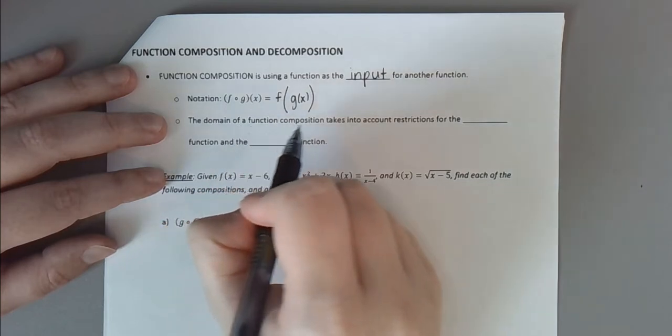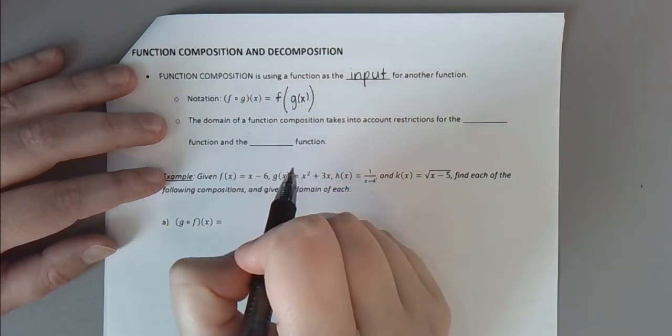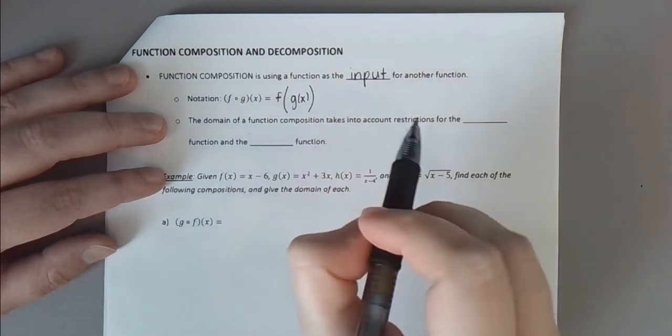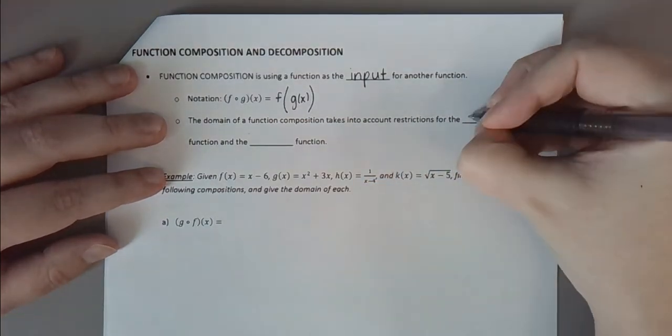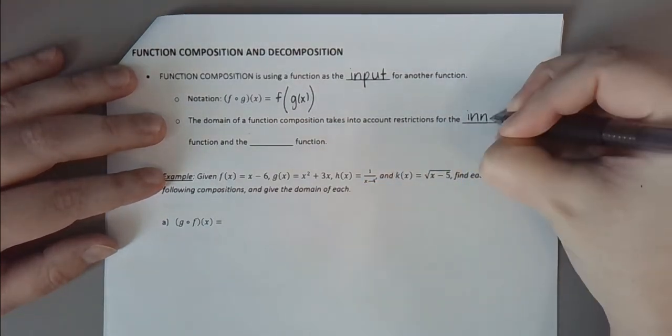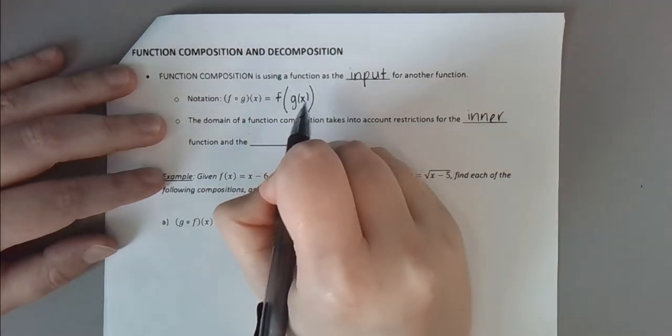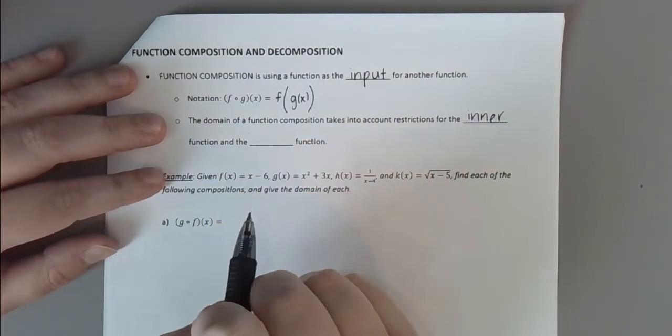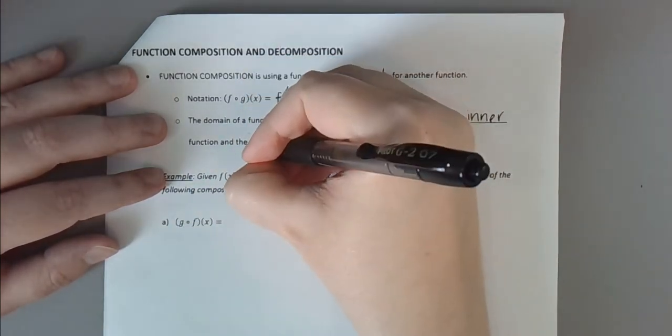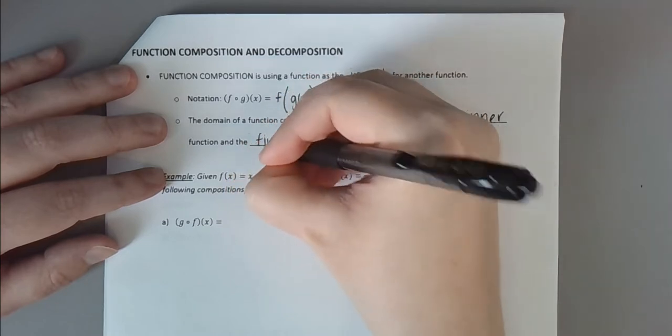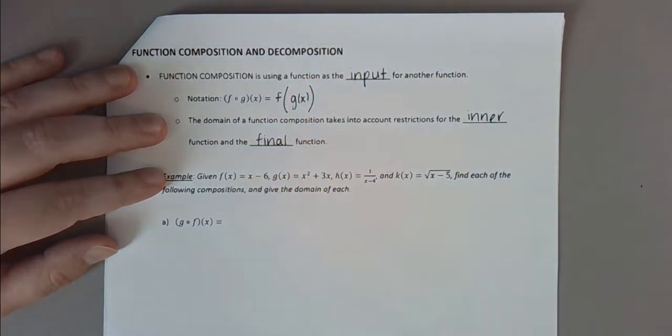So the domain of a function composition takes into account two things. Number one, it takes into account restrictions for the inner function. In this case, we're thinking of that as the function g of x. And it also takes into account restrictions for the final function, what we get once we fully simplify everything down.